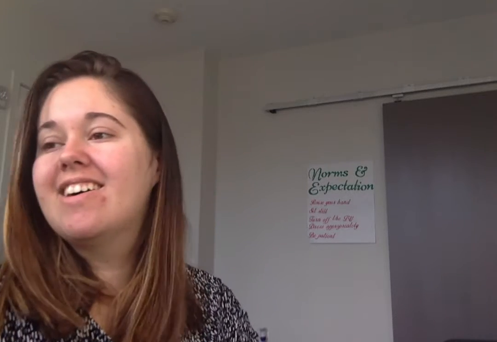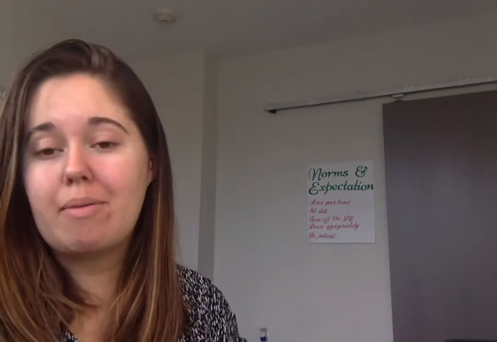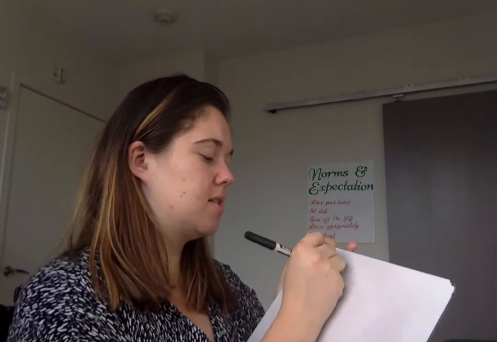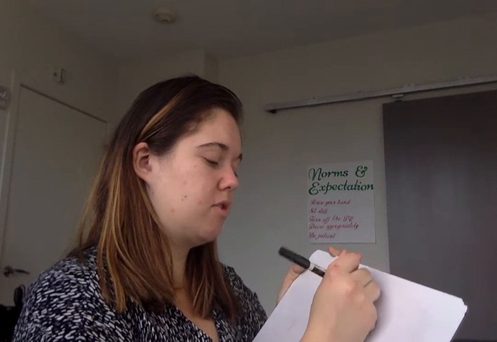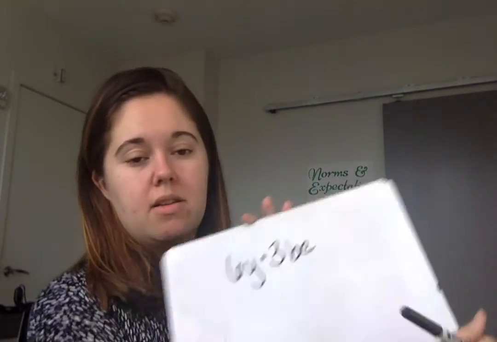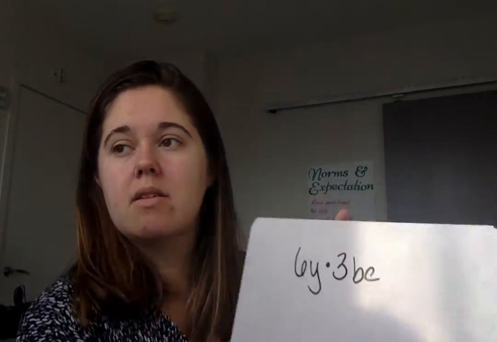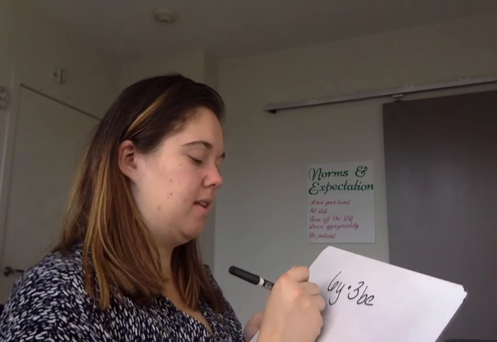Okay. Getting towards the end, last problem to do together. So C says double the product of 6y and 3bc. So first, we're going to just start with the product of 6y and 3bc. We'll come back to that doubling. So let's start with 6y times 3bc, because it said the product. We're going to rewrite this in an expanded form.